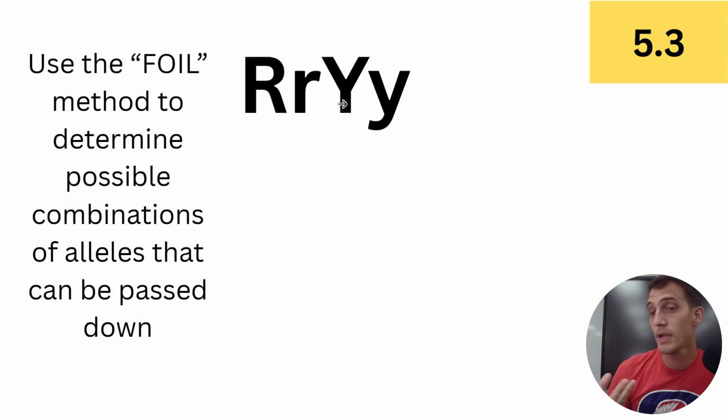There are 4 different combinations of alleles that they can pass down to their offspring that are going to be present in their gametes, in their sperm or egg cells. And how we can determine this is with the FOIL method.